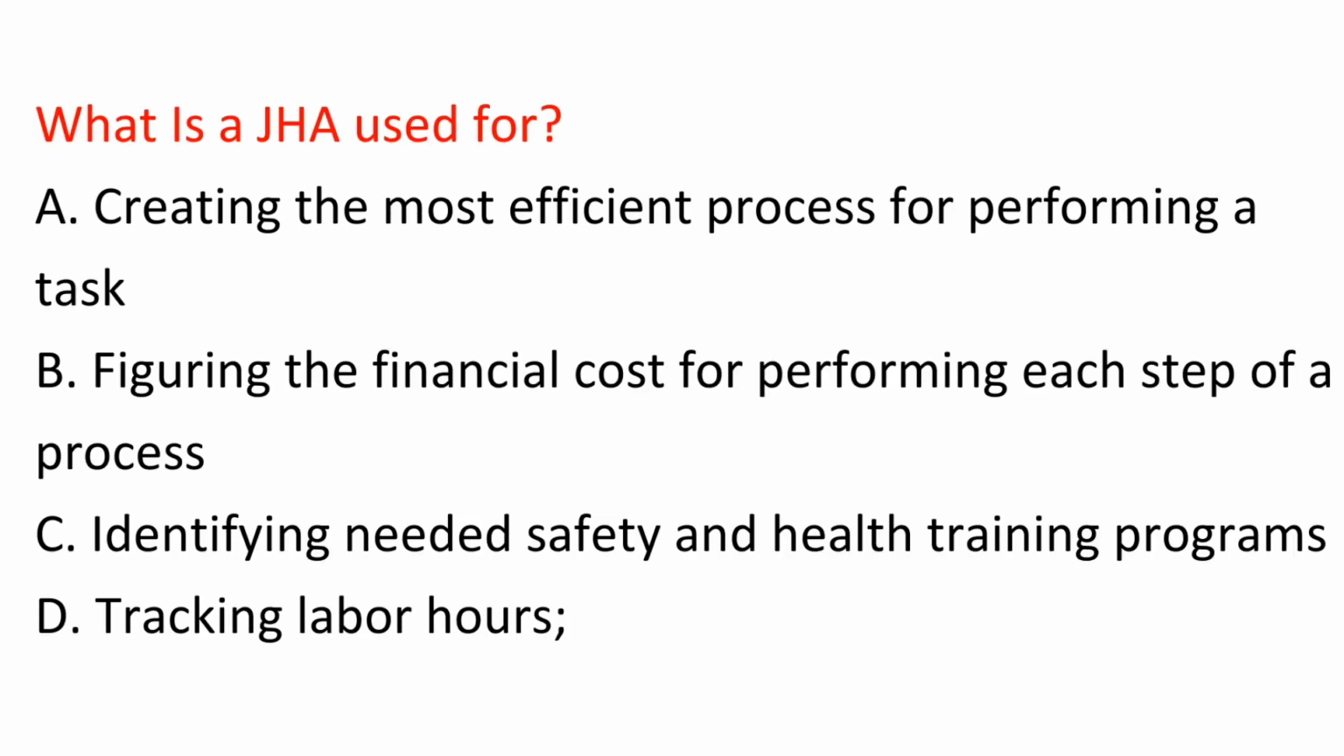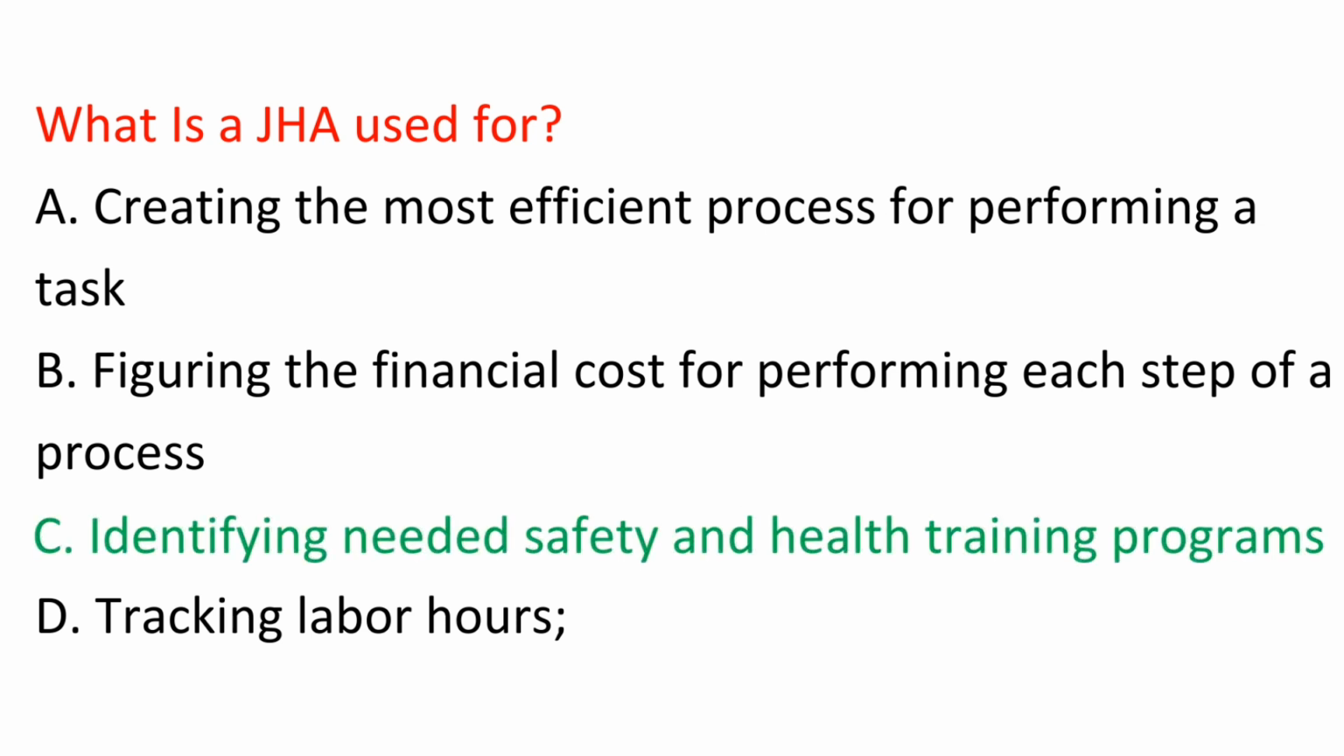Question. What is a JHA used for? A. Creating the most efficient process for performing a task. B. Figuring the financial cost for performing each step of a process. C. Identifying needed safety and health training programs. D. Tracking labor hours. Answer. C. Identifying needed safety and health training programs.